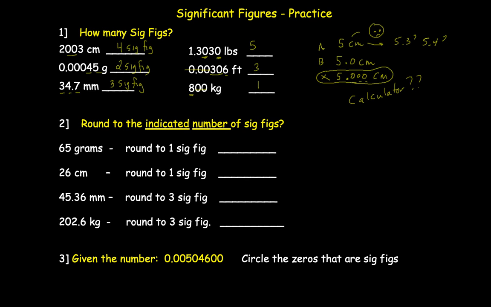Now, as far as your calculator goes, your calculator doesn't understand this. Your calculator is clueless, right? Calculators just think this is 5, 5, 5, and 5. Okay, so you have to understand what it really means. In this case, you might be asked to round too. Round to the correct number of sig figs, so use the regular rounding rules.